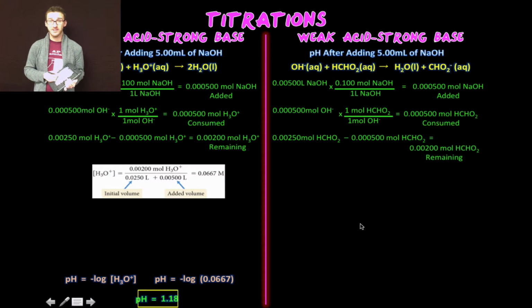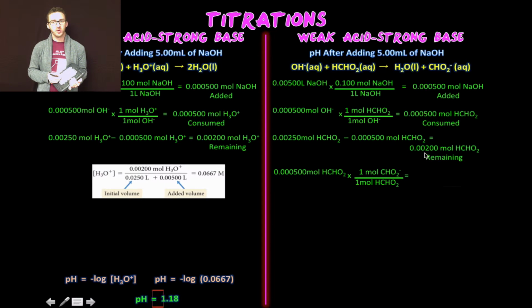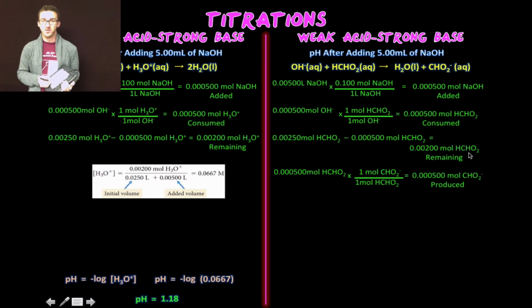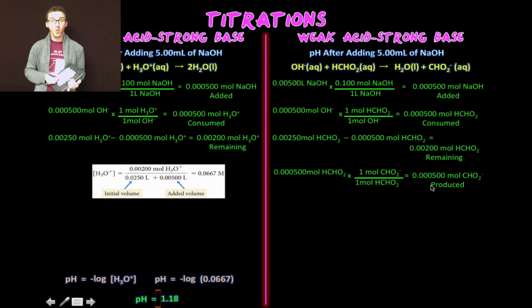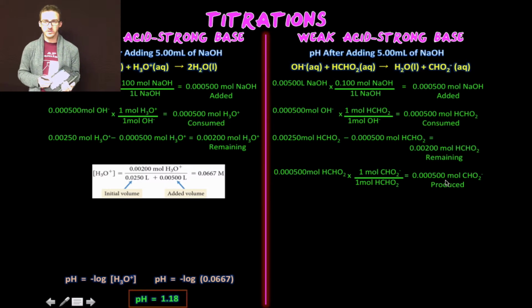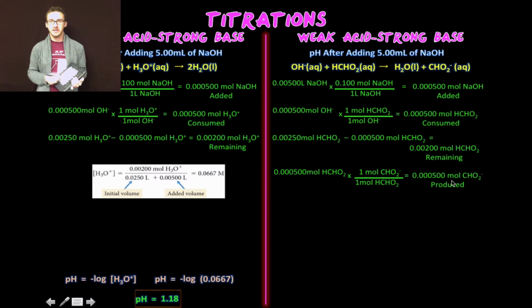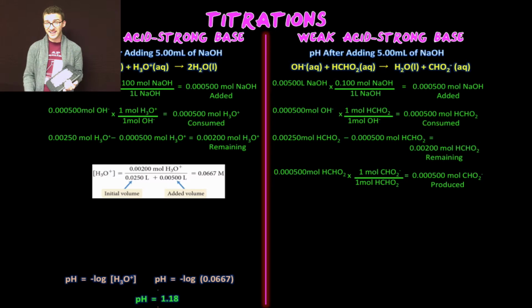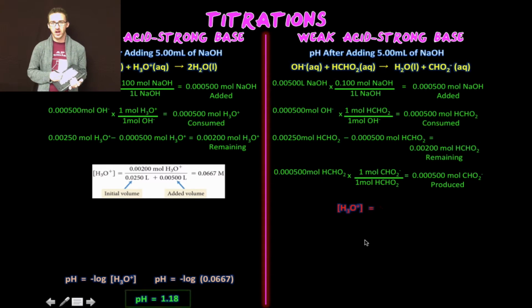Now, important difference here. Even though we only have 0.0020 moles of our weak acid remaining, recognize in your equation the 1-to-1 relationship between your weak acid and conjugate base. By using up 0.00050 moles of our weak acid, we're going to form 0.00050 moles of our conjugate base. So now in solution, we have considerable amounts of weak acid and conjugate base, which means buffers time. Oh yes, you knew it was coming.